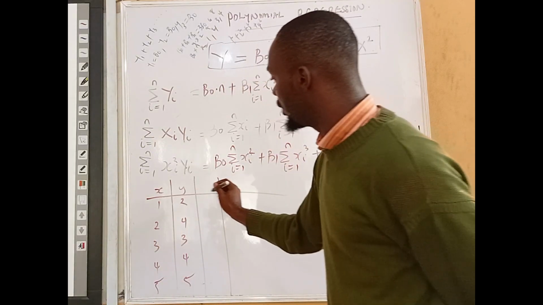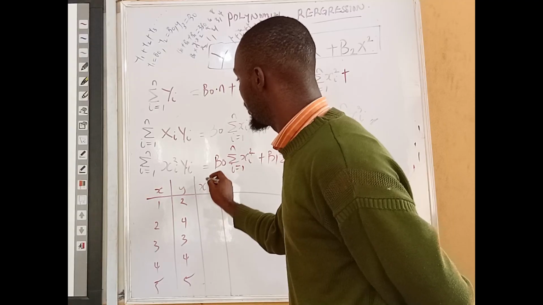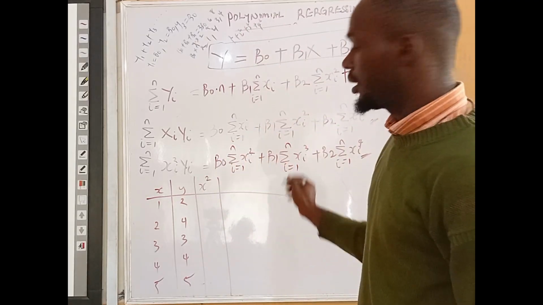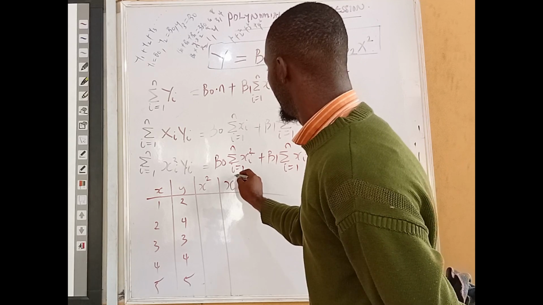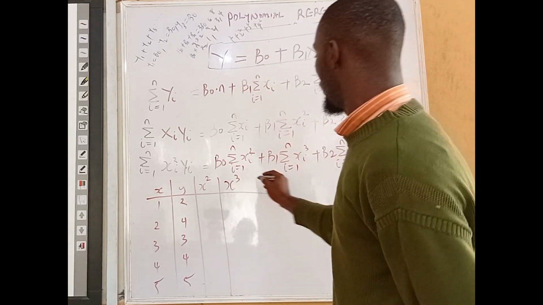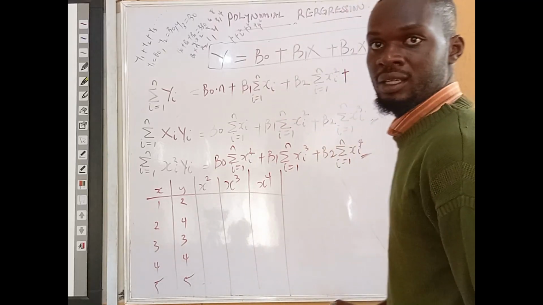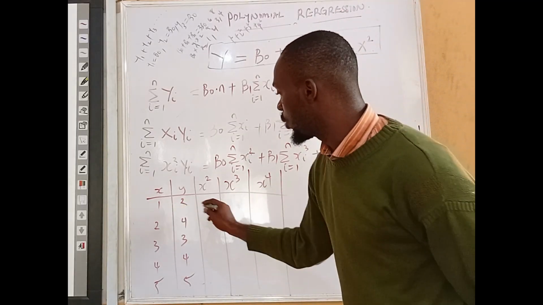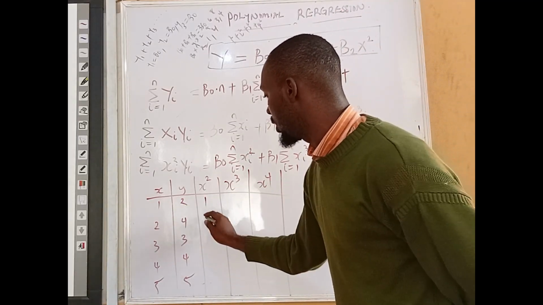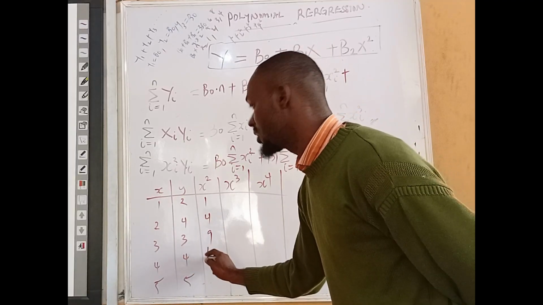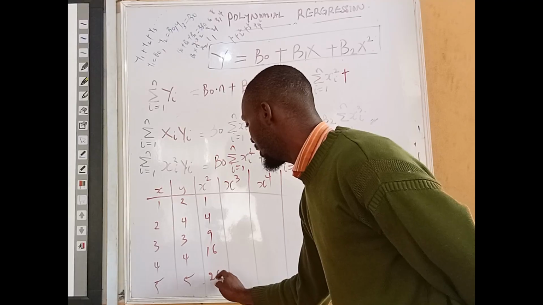Okay, we now do S. Since we need S squared, we also need S cubed and S to the power of 4. You just do 1 squared, 1; 2 squared, 4; 3 squared, 9; 4 squared, 16; 5 squared, 25.